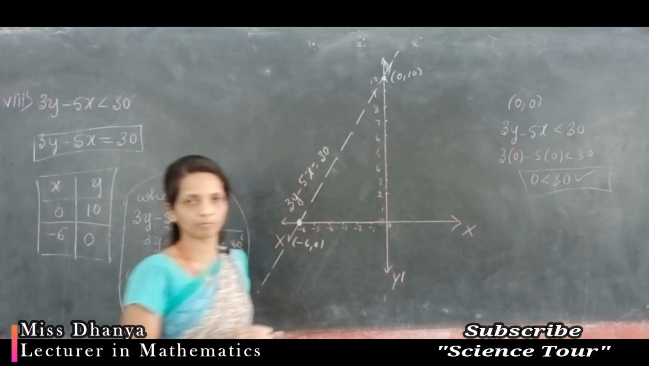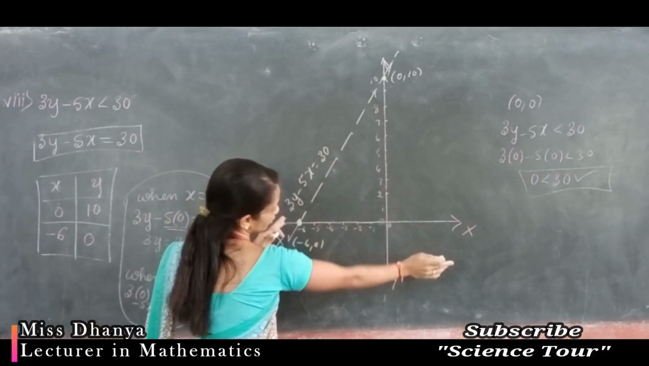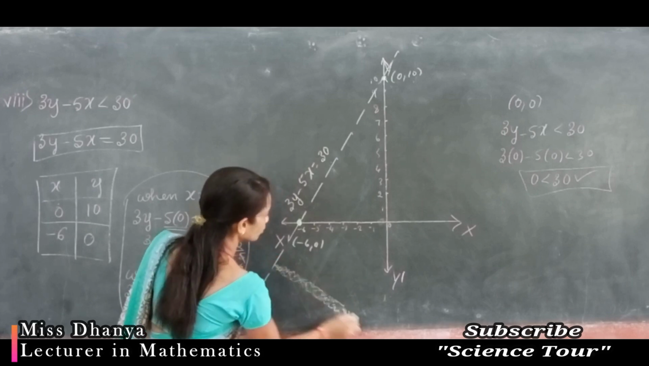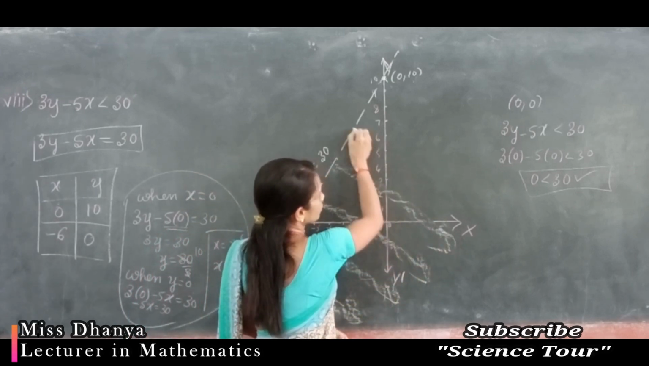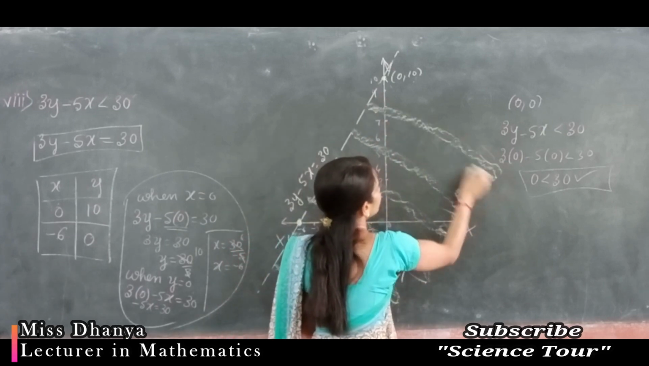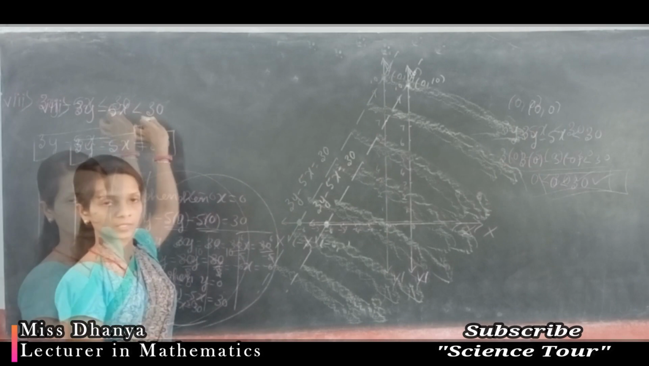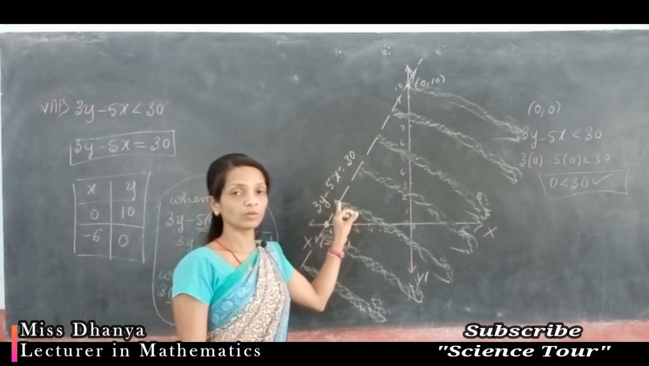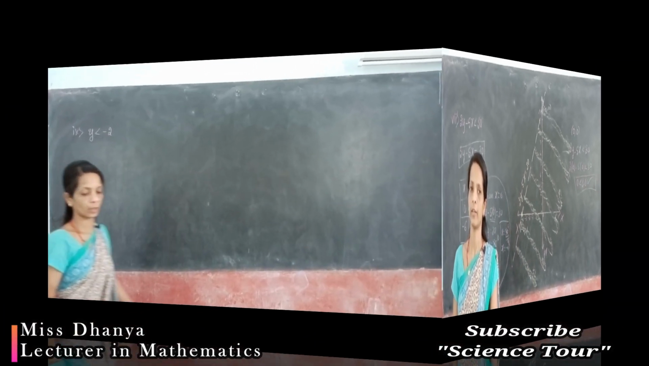In which half plane do you have the checking point? See, in the lower half plane you have the checking point (0, 0). So you have to shade the lower half plane. Now this shaded region is the solution region of this inequality. And since you have a broken line here, points on that are not in the solution region.